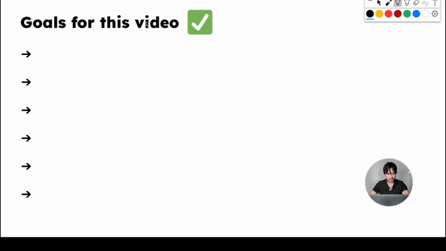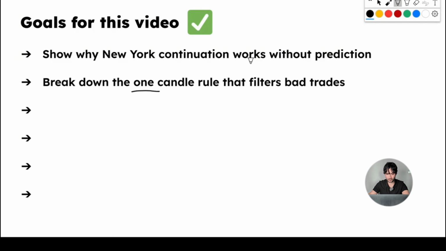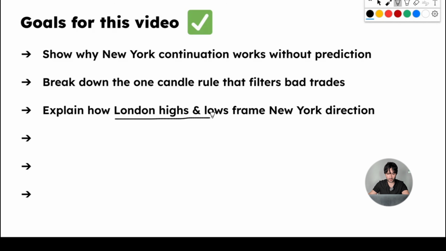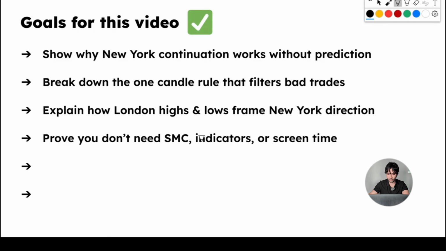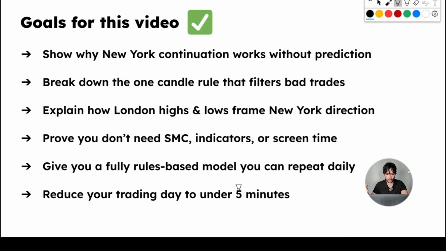The goals for this video are to show you why the New York continuation works without prediction, break down the one candle rule that's going to filter out bad trades, and explain how the London highs and lows frame the New York direction. Within this system we're not going to be utilizing any smart money concepts or indicators, and we're limiting our screen time to only 5 minutes a day, giving you a fully rules-based model that you can repeat daily. And of course our trading day is going to be under 5 minutes.